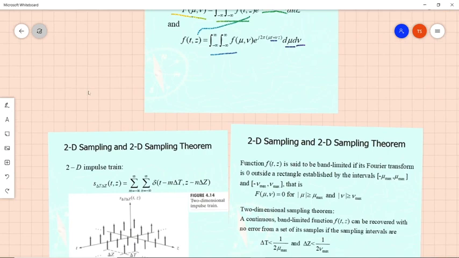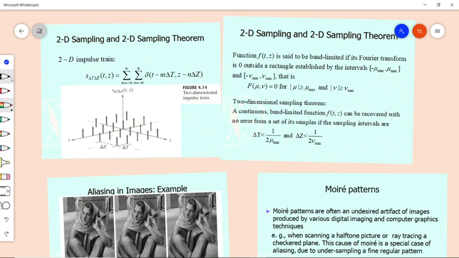Now we are defining the sampling. The 2D sampling and the 2D sampling theorem we have to define now. The 2D impulse train is defined as s delta t delta z, two periodic functions: this is the delta z periodic function, and this is the delta t periodic function. It is defined as a double sigma, m equal to minus infinity to infinity, n equal to minus infinity to infinity, of delta of t minus m delta T, z minus n delta z. This is the two-dimensional impulse train formula, and all these are the sampling points.